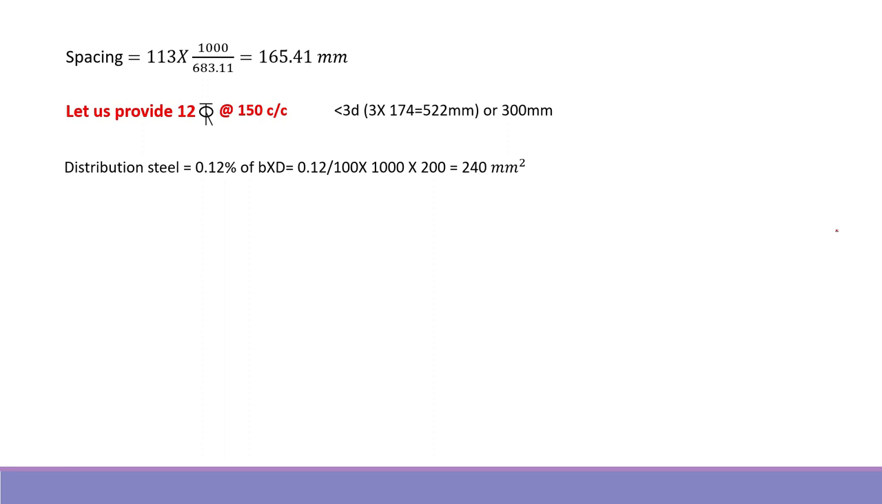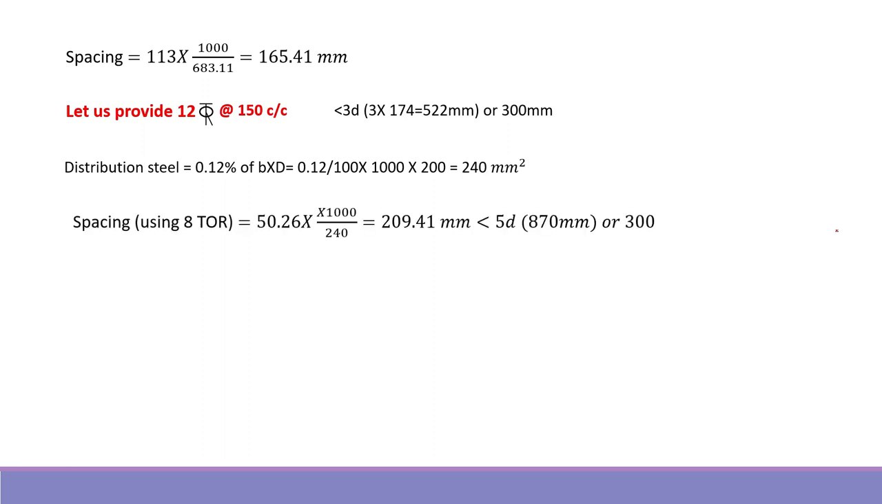For the distribution bar, we have to consider minimum reinforcement, and for a slab of Fe 500 grade of steel, it is mentioned in the code IS 456 that it will be 0.12% of the gross cross sectional area, that is the total cross sectional area, b into capital D, and it is coming as 240 millimeter square. And if you want to find the spacing using 8 torr reinforcement, it is coming as 209.41 millimeter, which is less than 5d or 300 as per the codal provision. So let us provide 8 torr at the rate of 200 center to center.